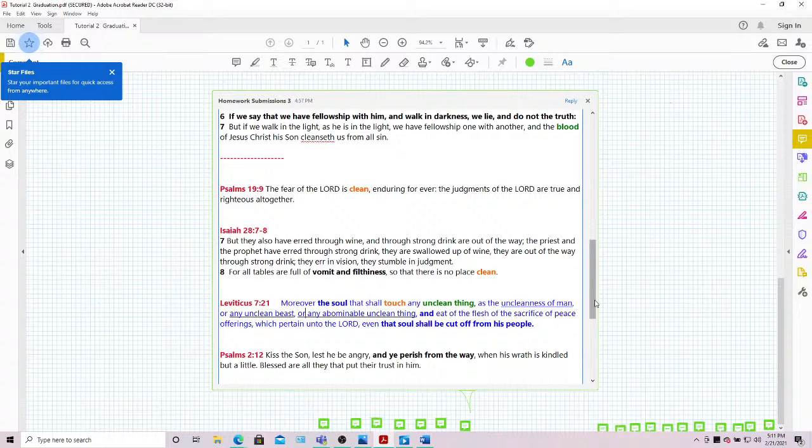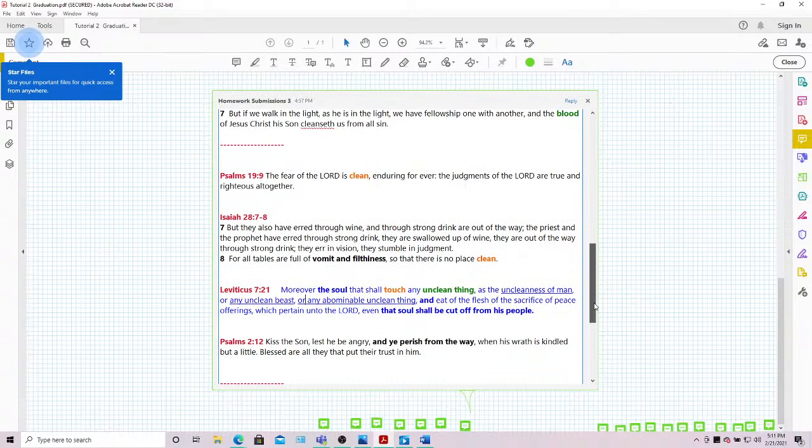And even King David touches on this too with Psalms chapter 2, verse 12. So kiss the Son. So you join yourself to the Son, the servant, or else lest he be angry and you perish from the way, when his wrath is kindled but a little. So blessed, so wisdom given are all they that put their trust in him. So you got to join yourself to the servant.